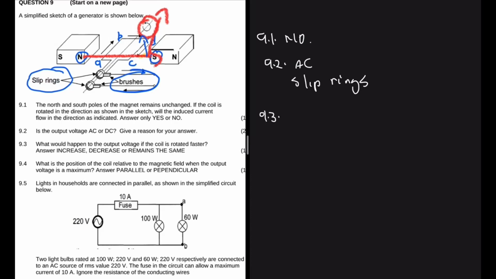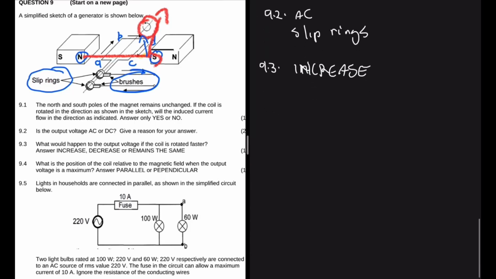9.3 says, what will happen to the output voltage if the coil is rotated faster? So the output voltage when the coil is rotated faster is going to go up, right? So the answer here would be increase. And then another way you can use if you wanna increase the output voltage is to use magnets that are more powerful, or basically increase the strength of the magnetic field. And then now we can go to 9.4.